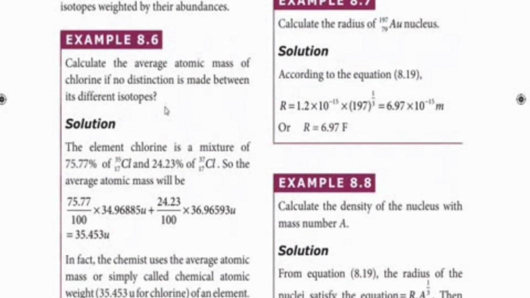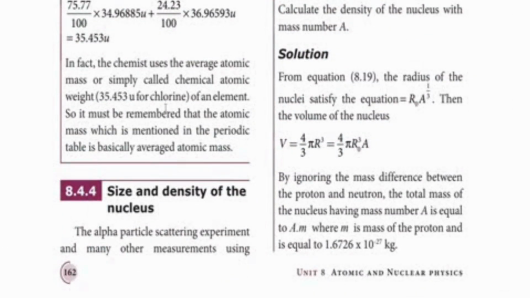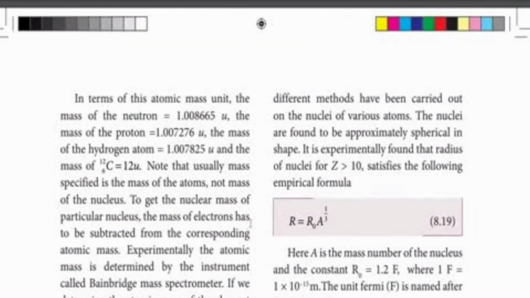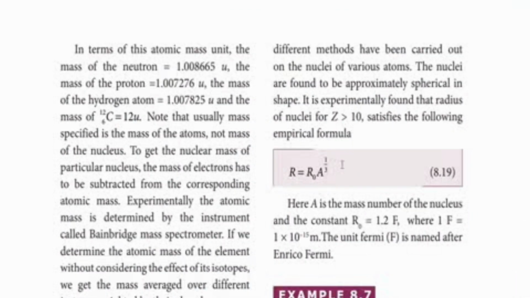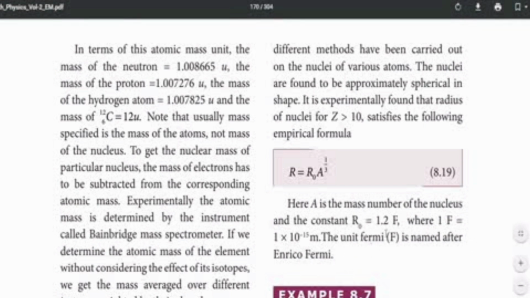Next is the size and density of the nucleus. From Rutherford's alpha particle scattering, Rutherford calculated the size of an atom as 10^-10 meter. The size of the nucleus is 10^-15 meter. The radius of the nucleus is found using the empirical formula R = R0 A^(1/3), where A is the mass number of the nucleus and the constant R0 equals 1.2 Fermi. One Fermi equals 10^-15 meter. Using that, we can calculate the radius of the nucleus.